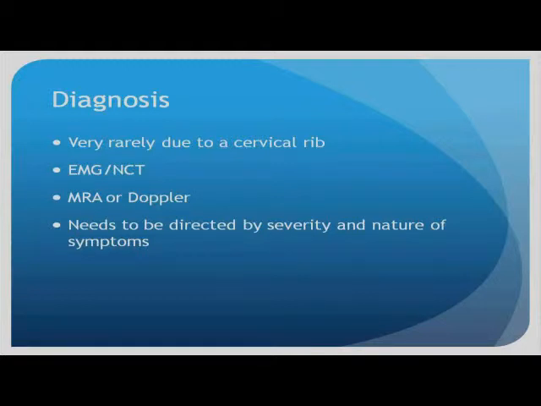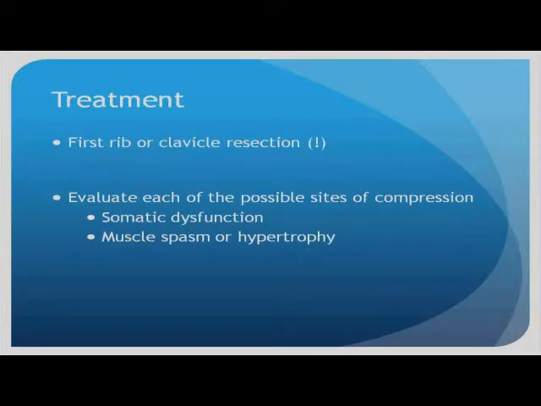And everything you do is obviously going to be dictated by how severe and what kind of symptoms the person has. So you wouldn't order every one of these tests for a patient you thought had thoracic outlet syndrome. Obviously, it's going to be based on what you actually see. One of the common treatments is that first rib or clavicle resection, which seems mighty drastic to me. Obviously important if you can't get the person well any other way, but that's forever.